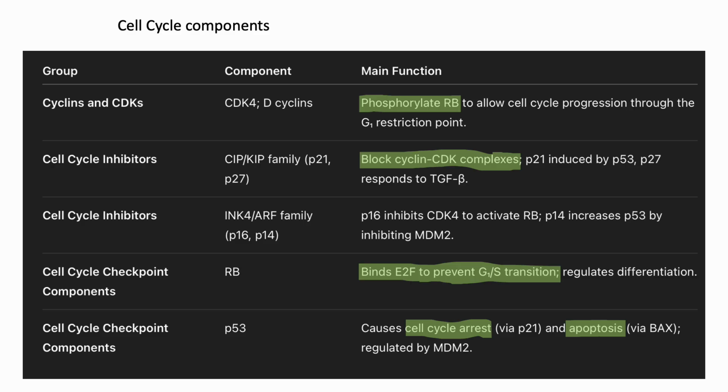The most important ones are highlighted. P53 causes cell cycle arrest via P21. P21 will go and bind to the cyclins, and the cyclin level will not rise, causing cell cycle arrest. Another is the extrinsic apoptosis mechanism via the Bax gene, which is regulated. Another most important tumor suppressor component is the RB gene, which binds E2F to prevent G1 to S transition, as I said. So these are the gatekeeper genes, the RB gene and P53 genes.